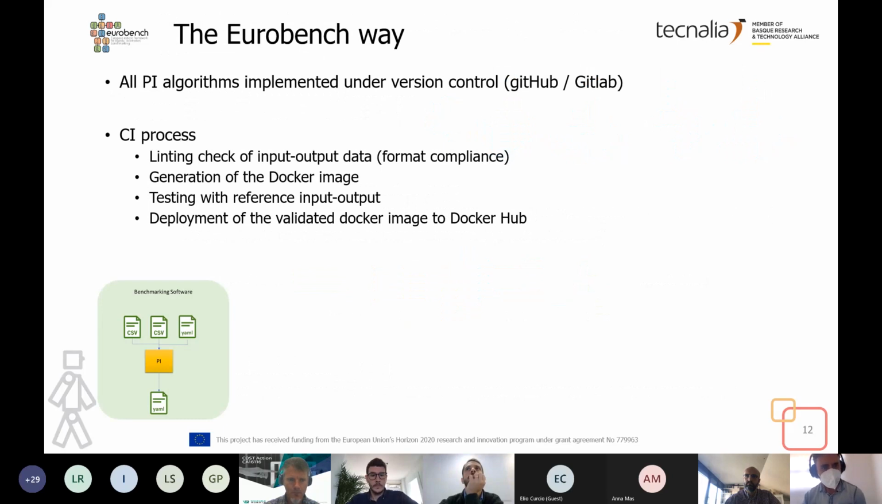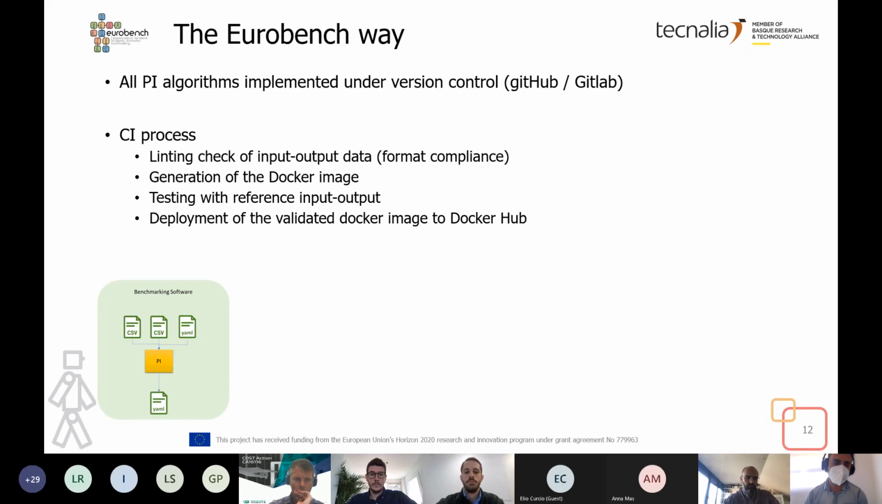Okay, so our starting point is the source code the researchers provide to EUROBENCH, and this source code is under version control tools. We have them in GitHub and GitLab. We take advantage of the continuous integration processes in these tools in order to handle issues like linking, checking of the input-output data for the format to be compliant, generating the Docker images, and testing the algorithm we have with some reference data.